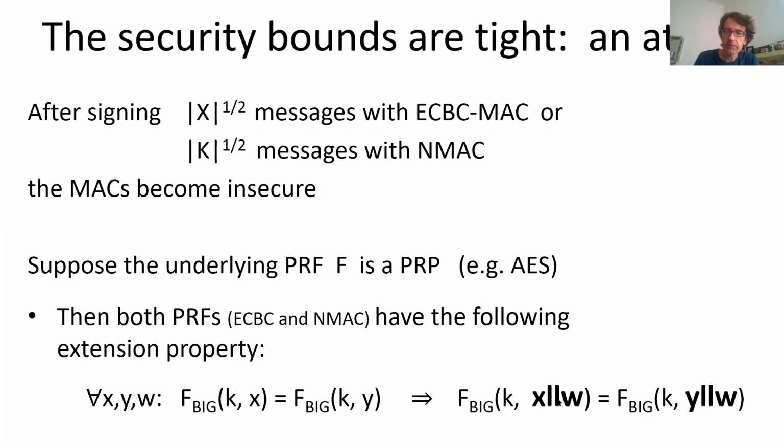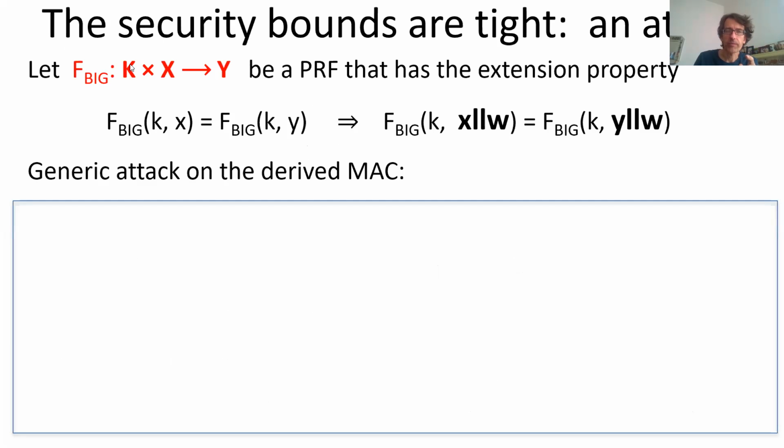Why? Because of the following extension property: if X and Y, however long these messages are, create a collision, then any pair of messages formed from the same X and Y followed by some number of blocks W, the same blocks that I append to X and also append to Y, if I put these two messages through the same big PRF, I'm guaranteed to get a collision as well. Why is that?